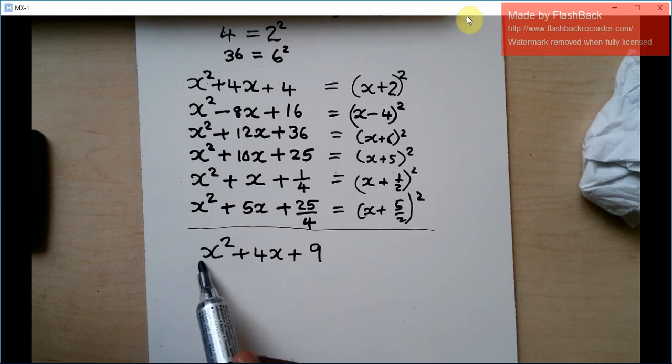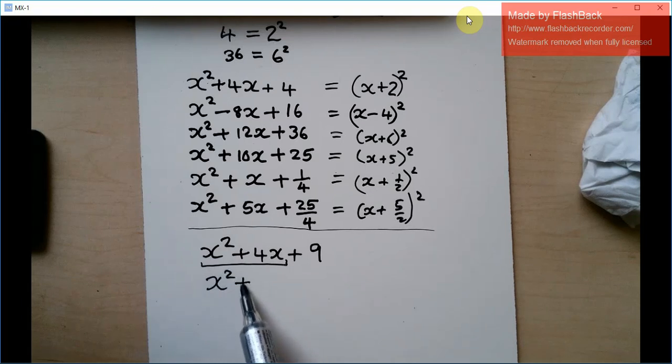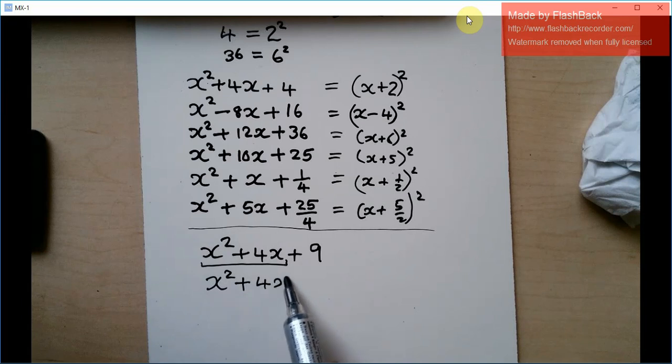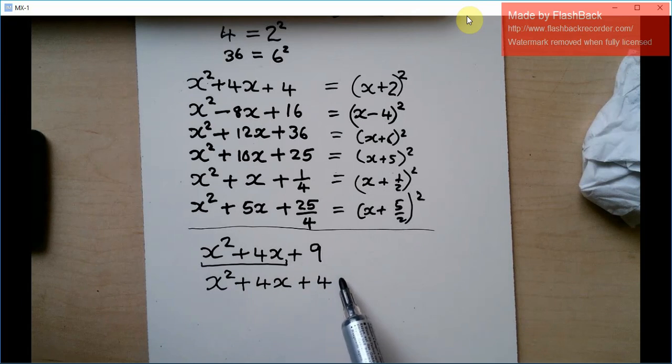Right, I will take the first two terms that have x in them and say if this was a perfect trinomial, it should have been x squared plus 4x plus 4. It should have been that. Right? But unfortunately, this 4 was not there. So I will remove it. Okay? Because there was a 9.